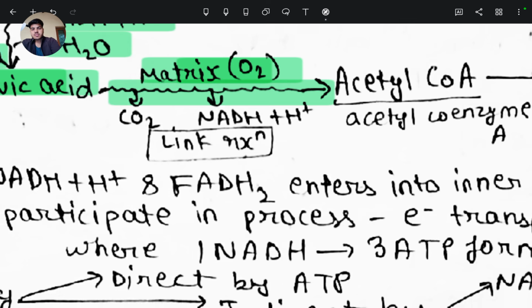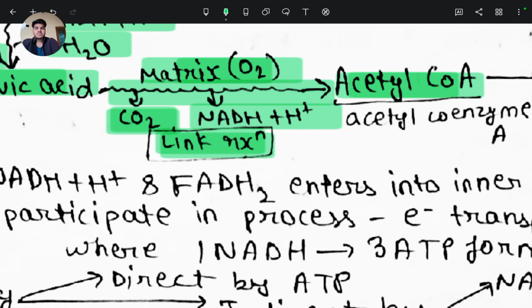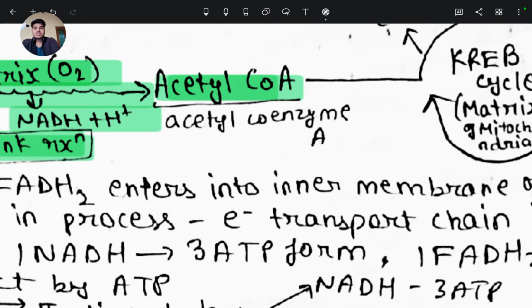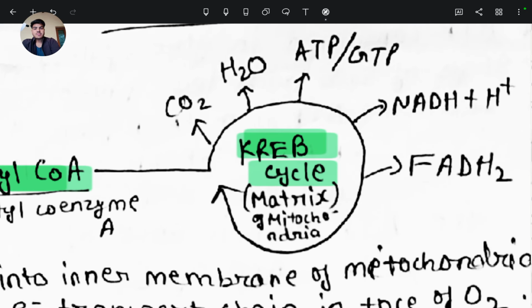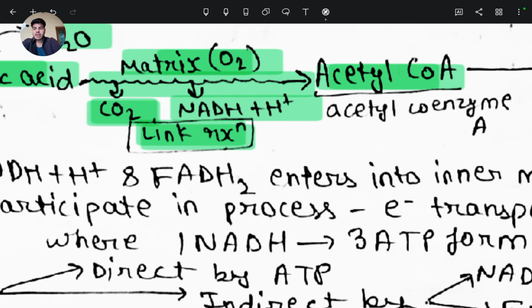In the matrix, carbon dioxide and NADH are extracted by the process of link reaction to form acetyl coenzyme A. And this acetyl coenzyme A enters into the Krebs cycle. In the Krebs cycle, energy and some other molecules come out. So let's start it. First, glycolysis.